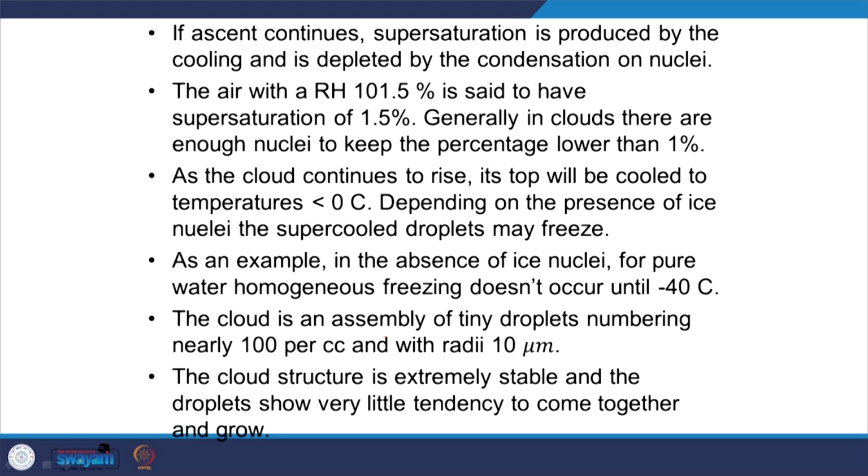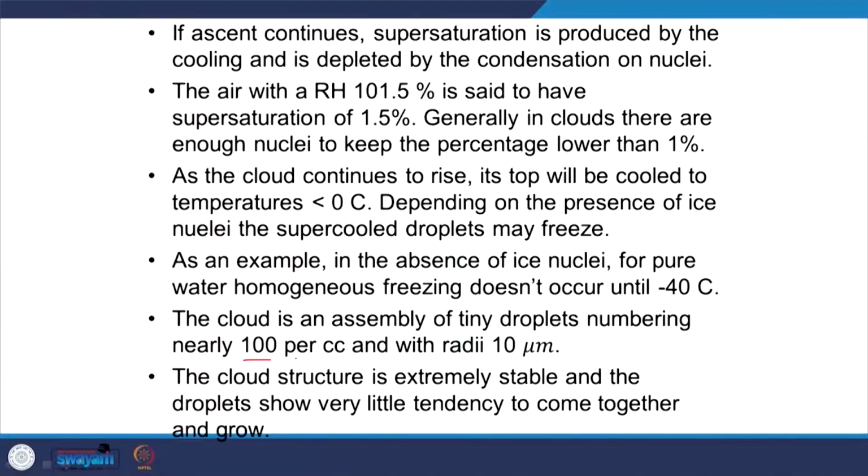So there is a difference. If you are rising just at 0 degrees Celsius, vapor will become ice crystals with the help of ice nuclei. If you do not have ice nuclei, the temperature should go down to at least minus 40 degrees Celsius. So the cloud is an assembly of tiny droplets numbering nearly 100 per cubic centimeter, with an approximate radius of 10 micrometers. Right.